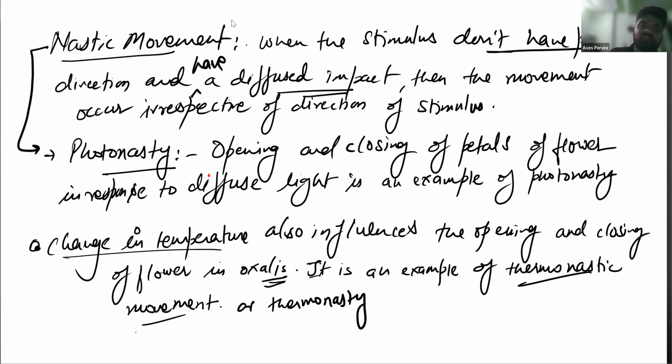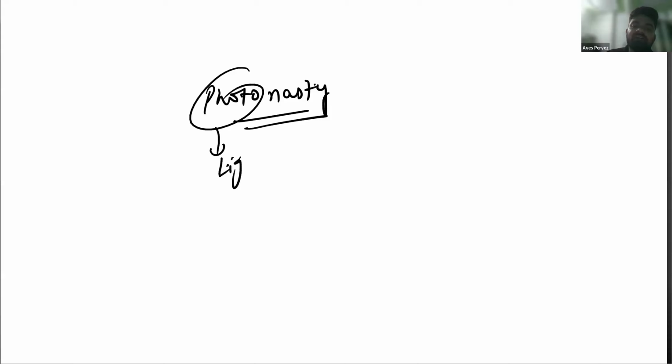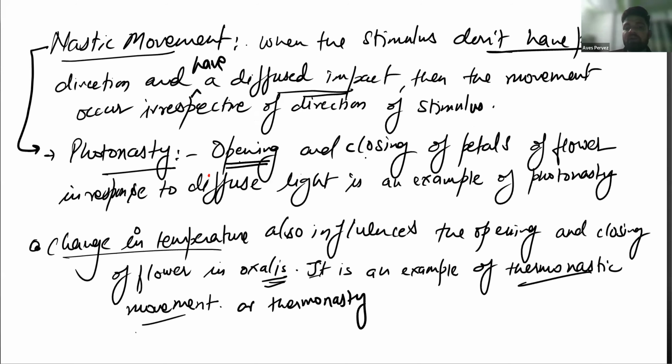What is photonasty? Photo means light. I have told you that photo means light and nasty means nastic movement. So photonasty, N-A-S-T-Y, means photonastic movement. Photo means light, and when the light does not have any direction, that is called nastic movement. You know that the opening of petals of flowers occurs in diffuse light. Opening and closing, like in oxalis and other flowers also. So note it down that opening and closing of petals of flowers in response to diffuse light is an example of photonasty.